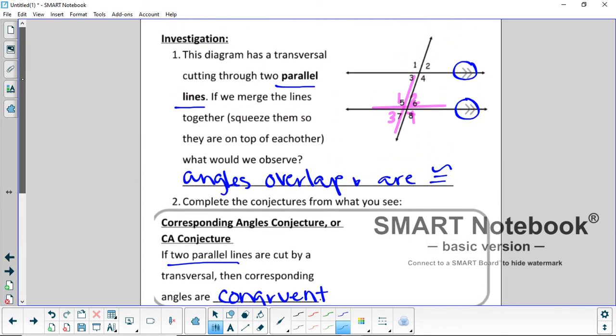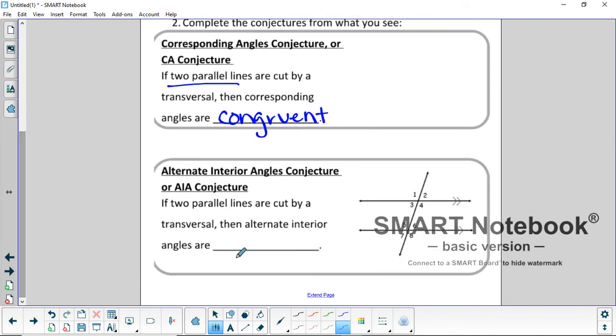Okay, now if we look again, alternate interior angles. Those were the ones that were inside the parallel lines, but on opposite sides of the transversal. So an example would be 4 and 5. Now when we slid number 4 down, it landed here. And 4, being in this position, is now a vertical angle with angle 5, which means they are equal in size as well. So alternate interior angles are also congruent.